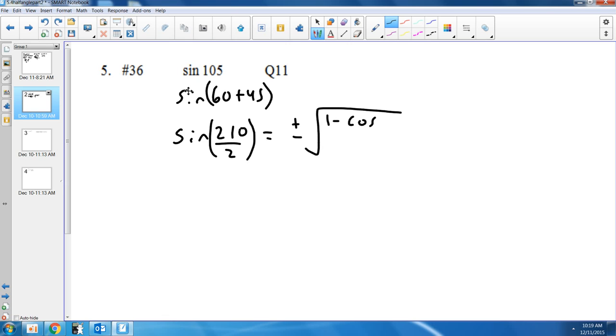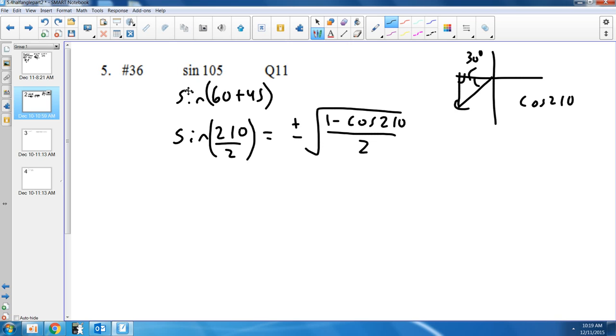1 minus cosine A. Be careful, your A here is 210. This is your A divided by 2, all over 2. And so you have to find out what the cosine of 210 is. Cosine of 210 is down here, talking about a reference angle of 30 degrees. So the cosine of 210 is equal to a negative cosine of 30 because it's in the third quadrant. Again, being very careful with those negative signs. And so I know that that's equal to a negative radical 3 over 2.